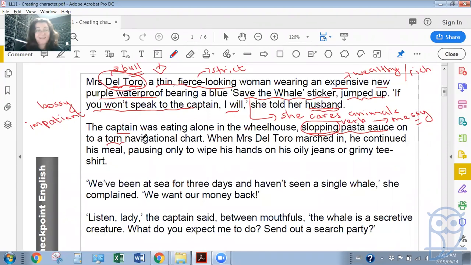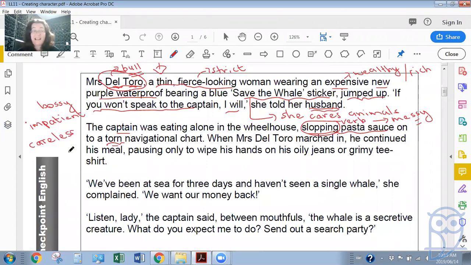He doesn't care that he's messing on it, but he also doesn't care that it's torn. It hasn't been taken care of. It's not in good condition. Both of these suggest, and what I was trying to get you to think of, both of these suggest that he is careless.